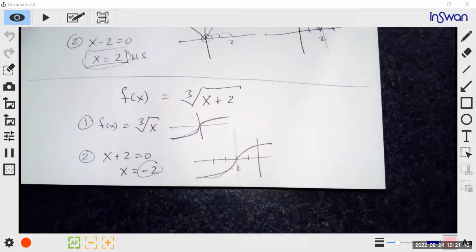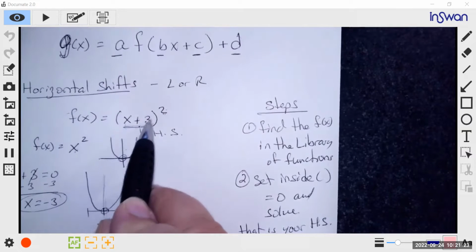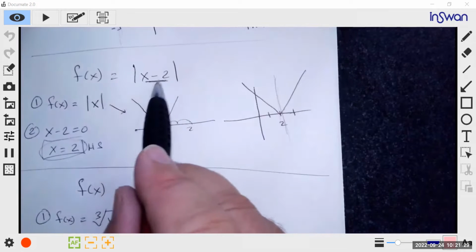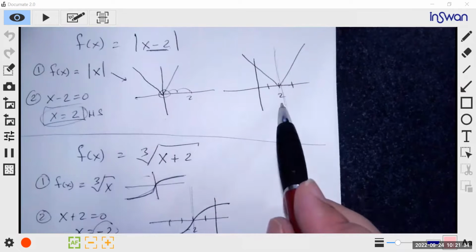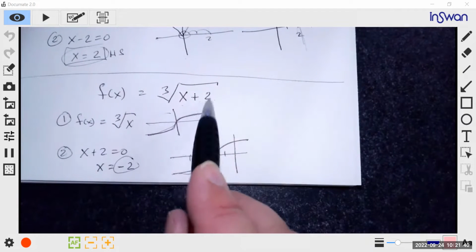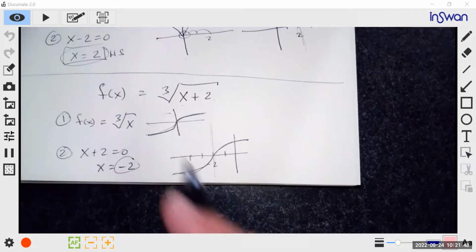Remember when we did circles and we looked for the h, k values for the center? Same thing here. If you look at all these, if it's x plus 3, take the opposite sign, the answer is -3. That's the shift. If it's x minus 2, opposite sign, the answer is +2. So I shifted to the right 2 spaces. The last one, x plus 2, opposite is -2, so I shift to the left. So you could use that shortcut if you want to, or you could set it equal to 0, but it's a lot easier if you do it that way.